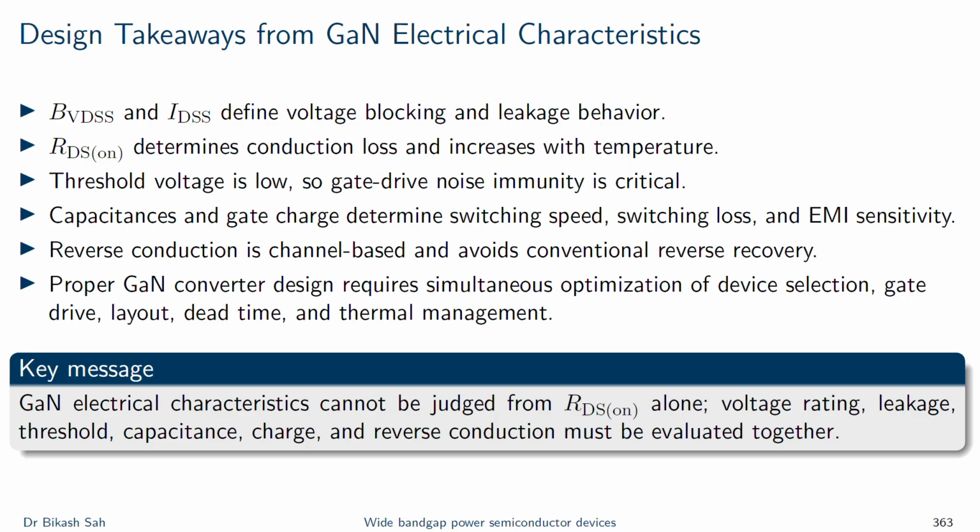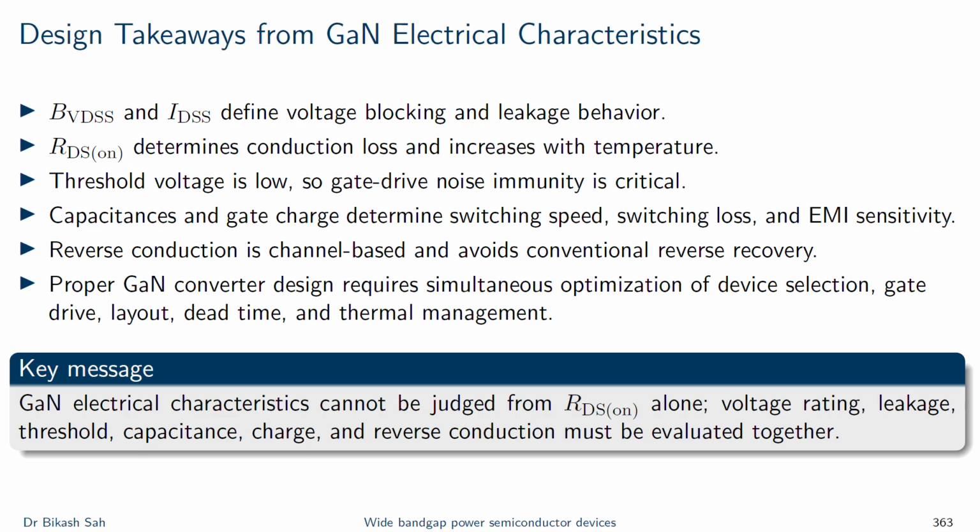Finally, this is the final slide on the design takeaway from the GaN electrical characteristics. So BVDS and IDSS define the voltage blocking and the leakage behavior. RDS(on) determines the conduction losses, but it increases with temperature and can be affected dynamically by trapping. Threshold voltage is low, so noise immunity and false turn-on prevention is critical. Capacitance and gate charge determine switching speed, switching losses, and EMI sensitivity.